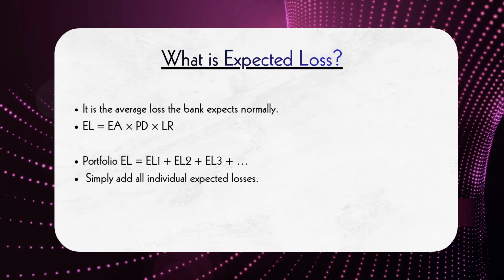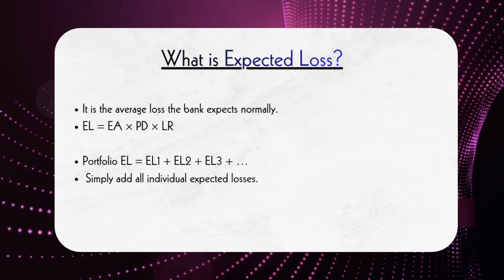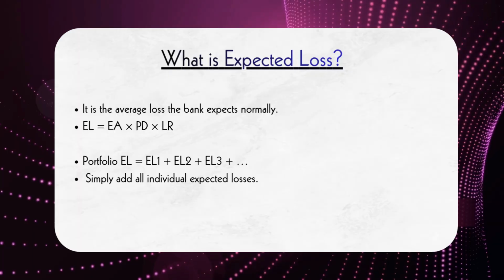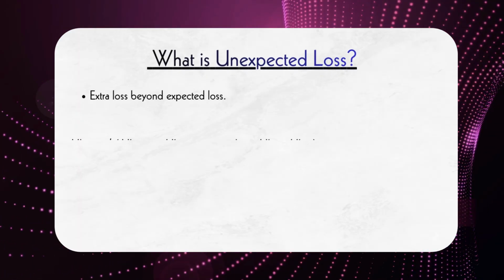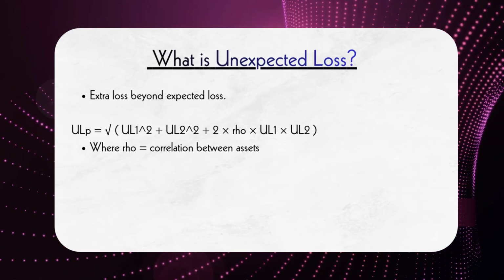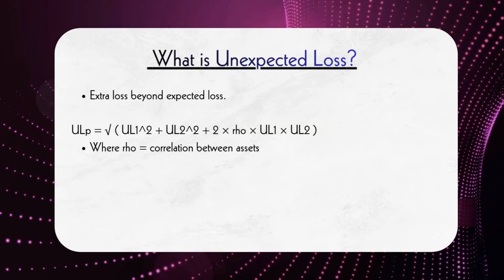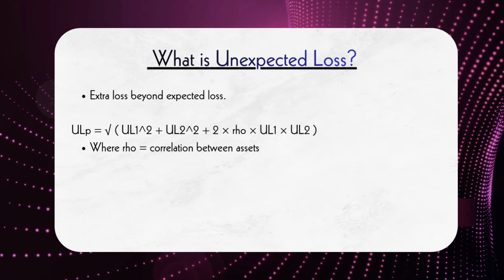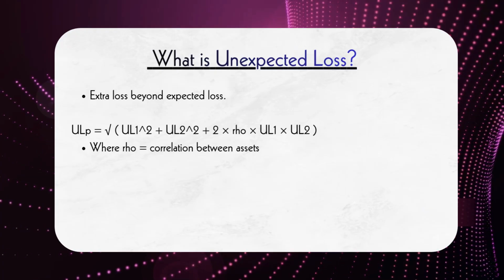If we have multiple loans in a portfolio, we simply add the expected loss of each loan. So, portfolio expected loss is just the sum of individual expected losses. Now let's move to unexpected loss. Unexpected loss is the extra loss that can happen due to uncertainty. It is not predictable like expected loss. It measures the risk or volatility around the average loss.